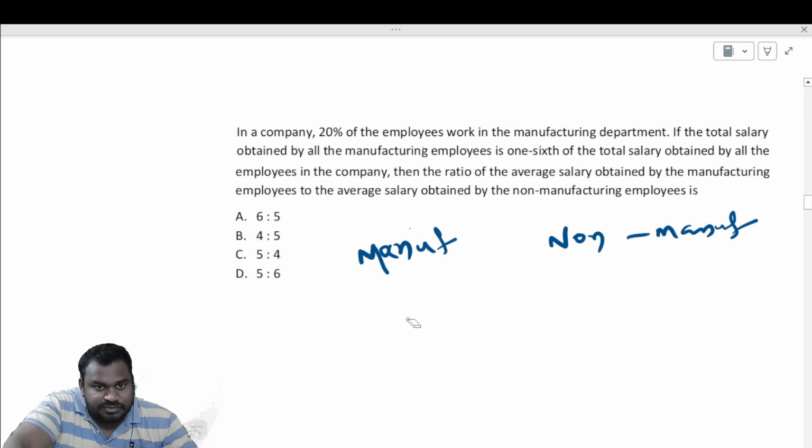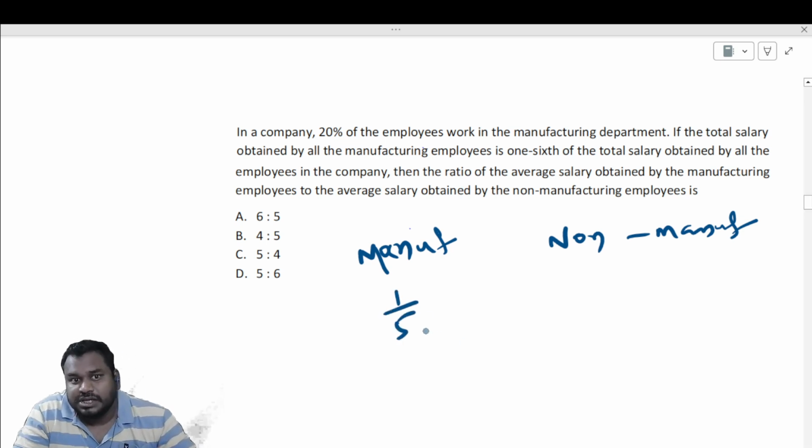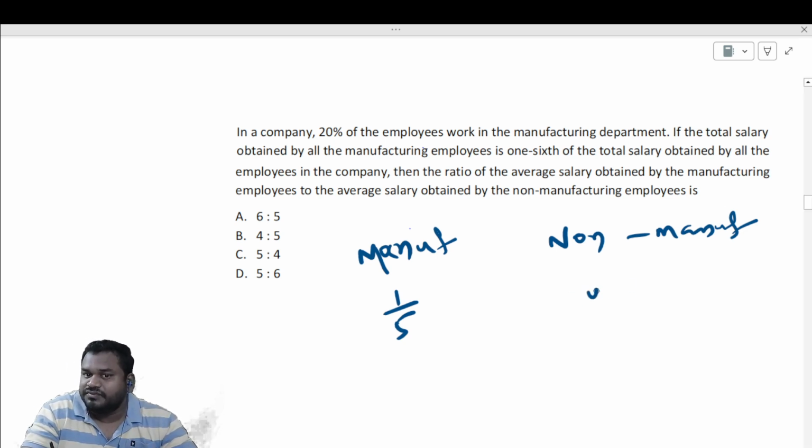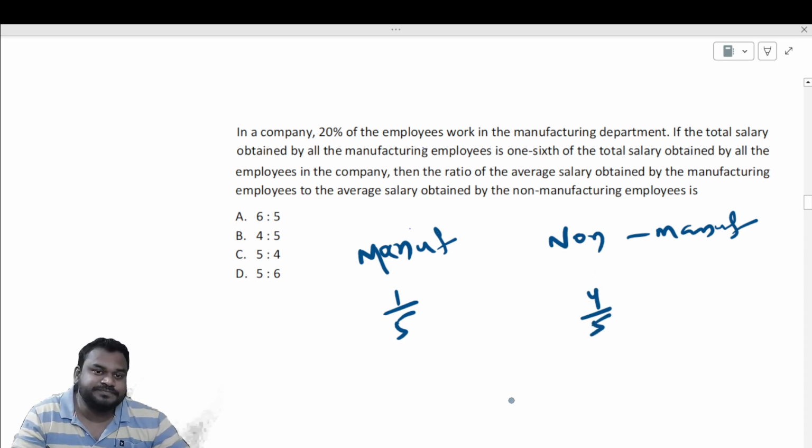1 by 5 is nothing but one part out of five parts. So 20% is 1 by 5. So 20% of the employees work in the manufacturing department. So out of five parts, one part is working in manufacturing. Then tell me how many parts are working in non-manufacturing? Four parts out of five.